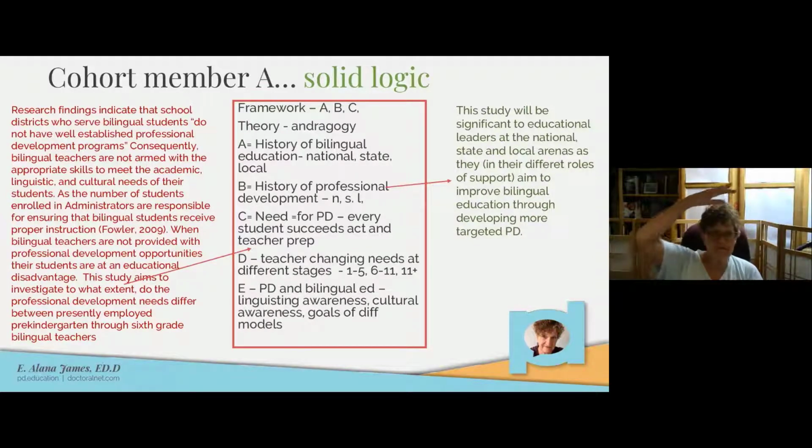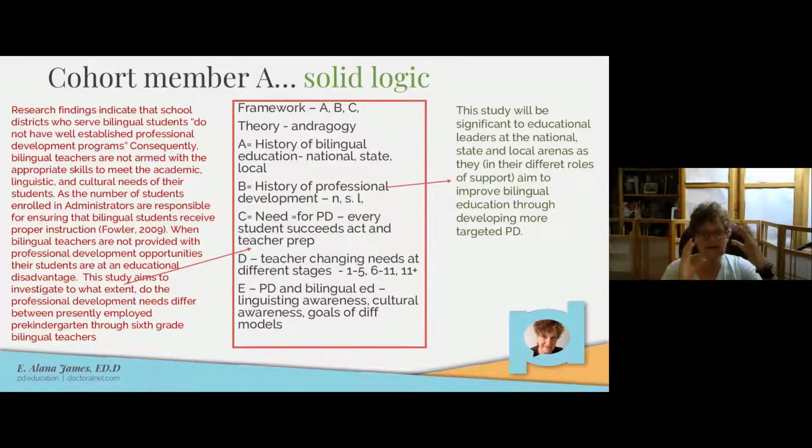When you have 4 or 5 things in a framework like this, and you want to collapse it to 3 because 3 really is going to be better for your reader, think in terms of, can some of these things be collapsed? Could the need for professional development be the need for professional development writ large, and subheadings be policy, the changing needs at different stages, and what professional development generally needs to be for bilingual education.